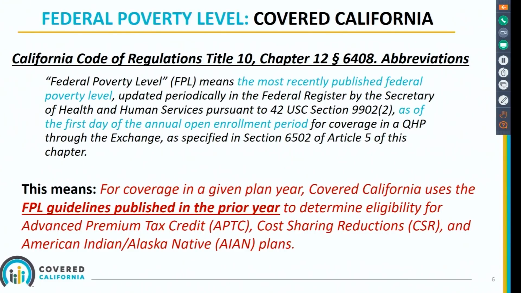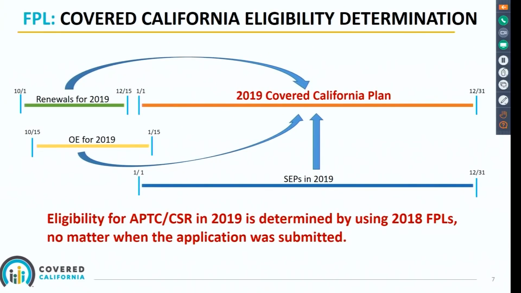As of that time, the most recently published FPL was from January 2018. So we're going to take that FPL table from January 2018 and we'll use it to assess eligibility for determinations for plan year 2019. That's represented graphically here on this graph, or this graphic.